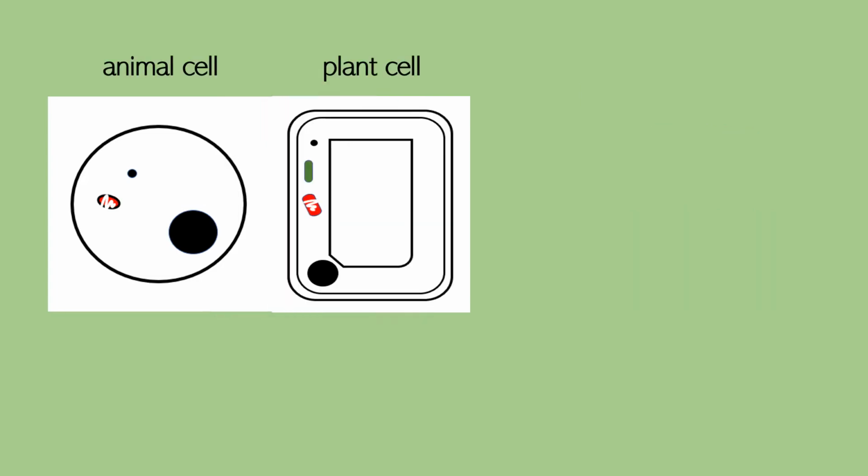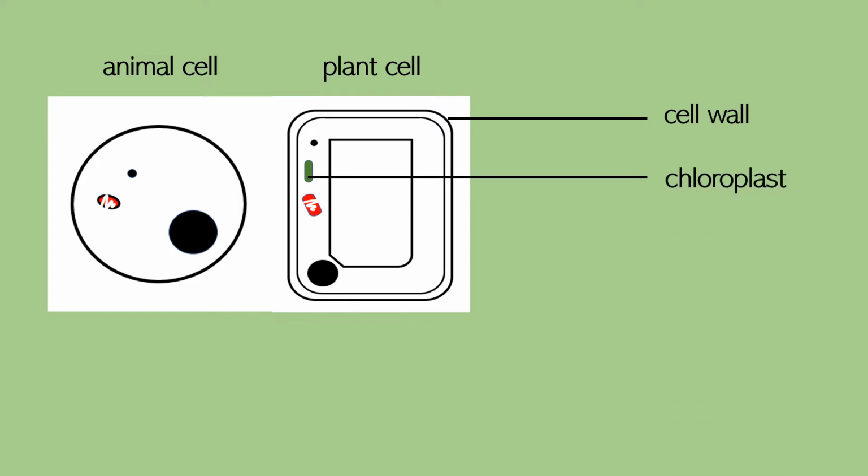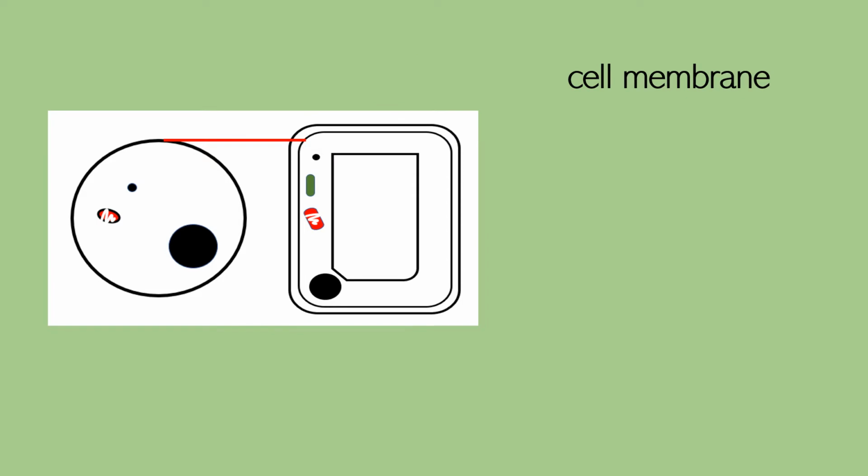Before we go to the functions, there are parts that can only be seen in the plant cell. These are the cell wall, chloroplast, and the large central vacuole. We will now start with the function of the cell membrane.